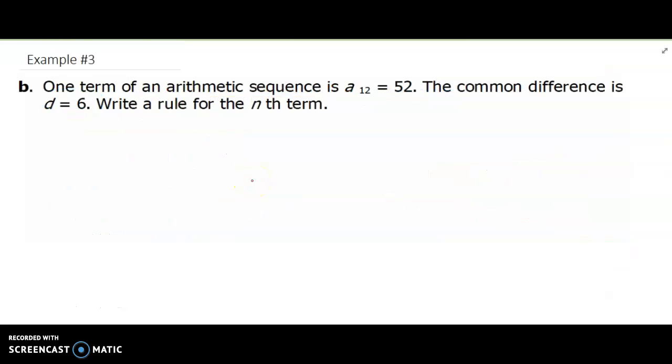All right, I want you to use that example, the one in part A, and try to do this one on your own, and then we'll go over it.